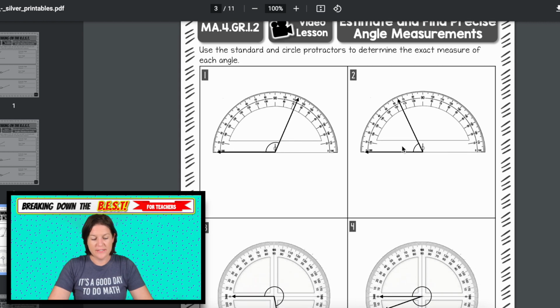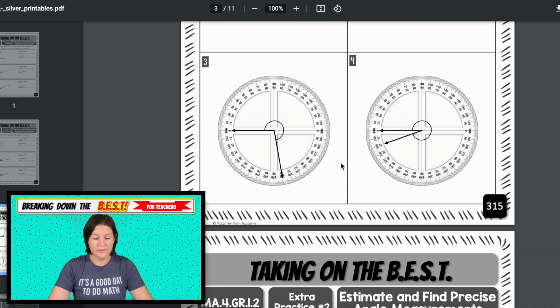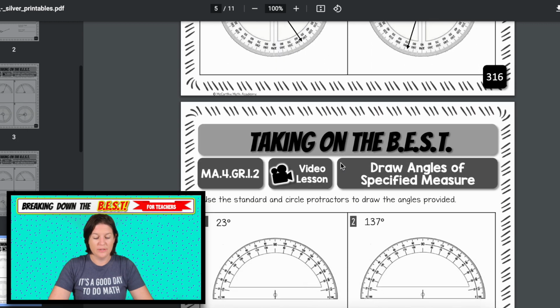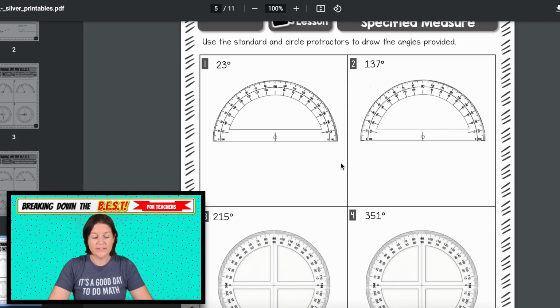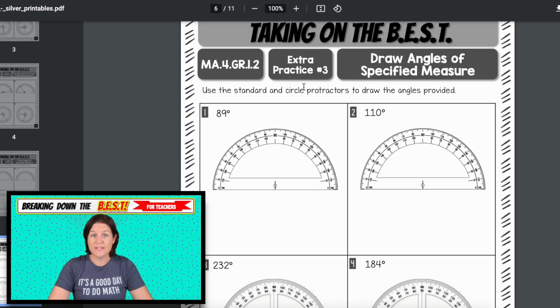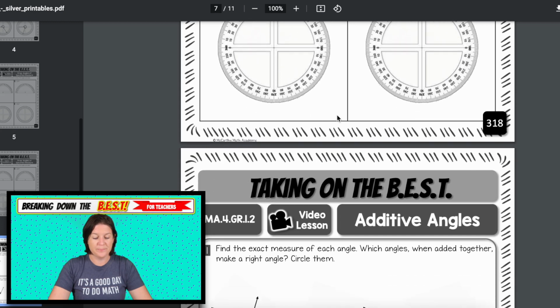Estimate, identifying the angles, and then also identifying the measurement of the angles. Then there's more practice, extra practice 2. Then we've got another video lesson where we're drawing the angles that have been given. And then students will complete the extra practice on their own, drawing the angles that have been given to us.